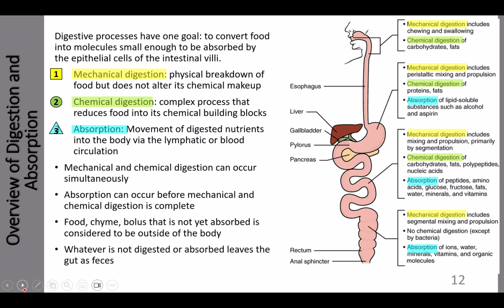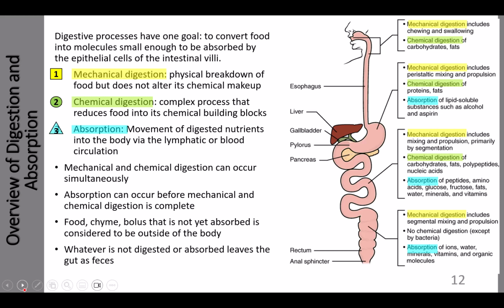So let's go and look at the overview of digestion and absorption. In terms of digestion, there are two types of digestion: mechanical digestion that helps to break down food into smaller particles but doesn't change its chemical composition, and chemical digestion that helps to break down food chemically from more complex chemicals into their simpler versions. And then you've got absorption, which is the movement of nutrients from the lumen of the digestive tract into either the lymphatic or the blood circulation.